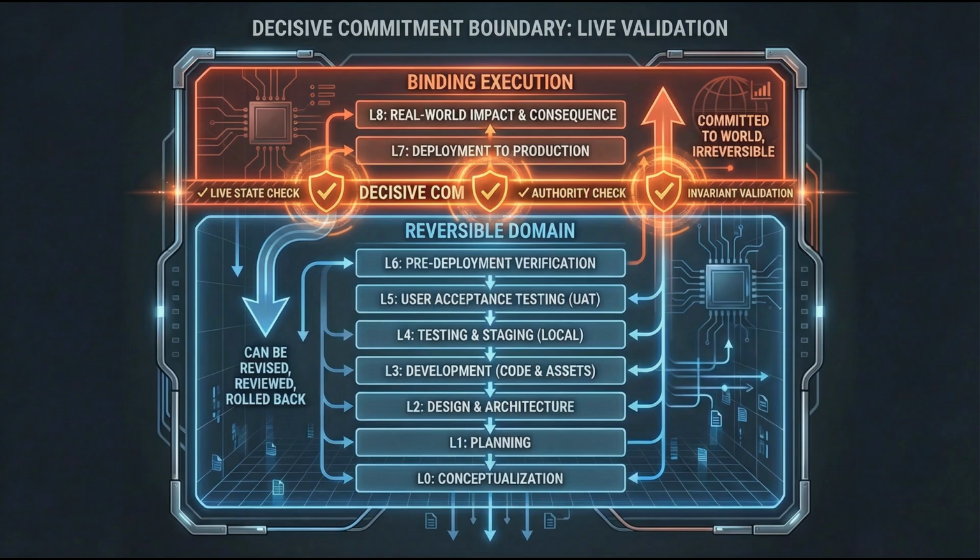This distinction is critical. Everything below the boundary is subject to governance review. Everything above it is committed to the world. Understanding where this boundary lies is essential to understanding bounded agency control.